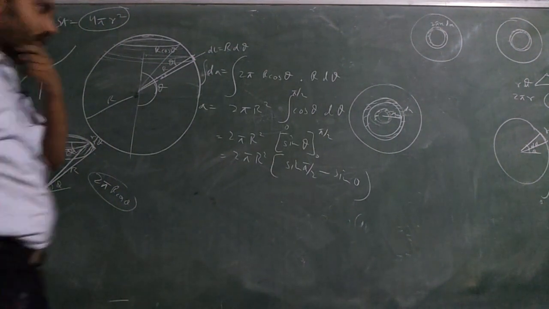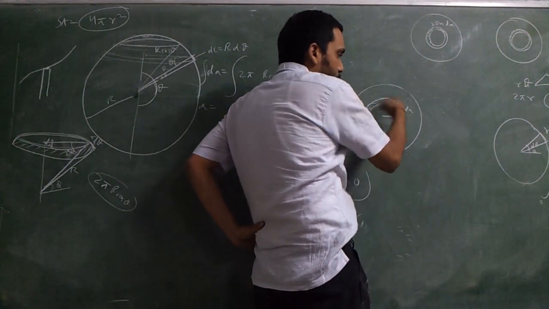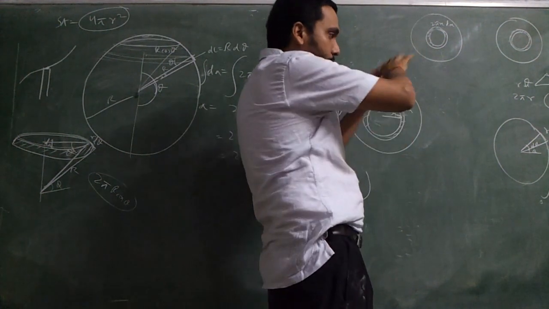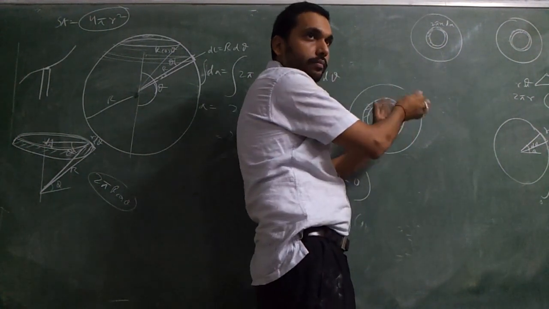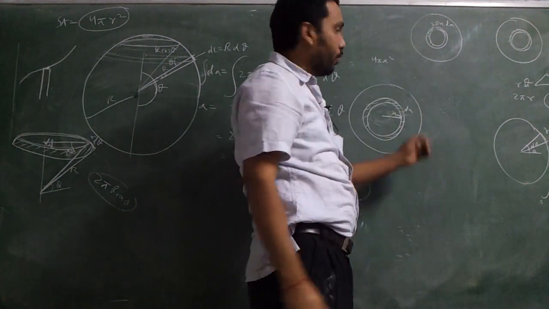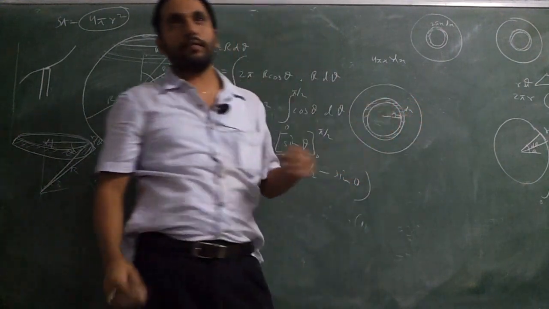So what I'll do is, I will make many hollow spheres. Any random hollow sphere at distance x has a surface area of how much? What is the surface area of this thing? 4 pi x square. And what is the thickness of this? dx. So the volume of the hollow sphere will be 4 pi x square dx, right?